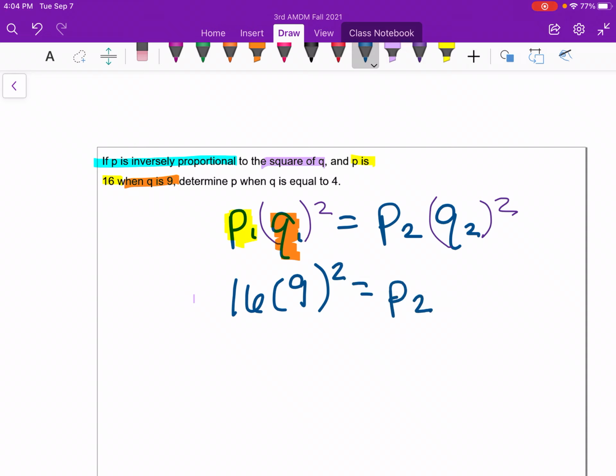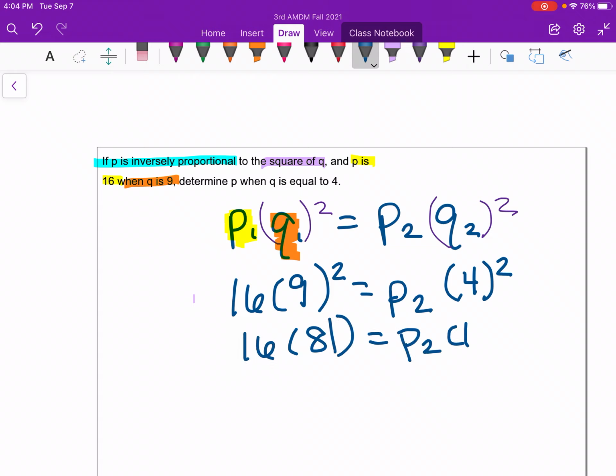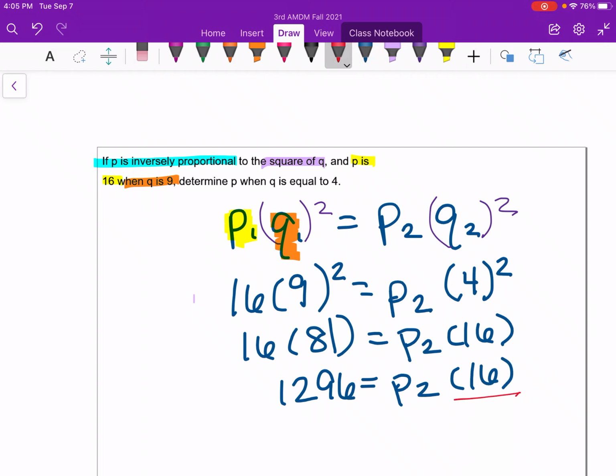Determine p when q is equal to 4. So that would be times 4 squared. I just have to solve for p2. So this is 16 times 9 squared, which is 81, equals p2 times 16. So 16 times 81 is 1,296 equals p2 times 16. Divide both sides by 16, and I get 81.